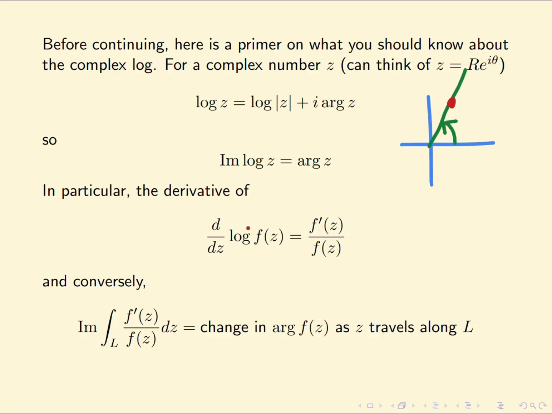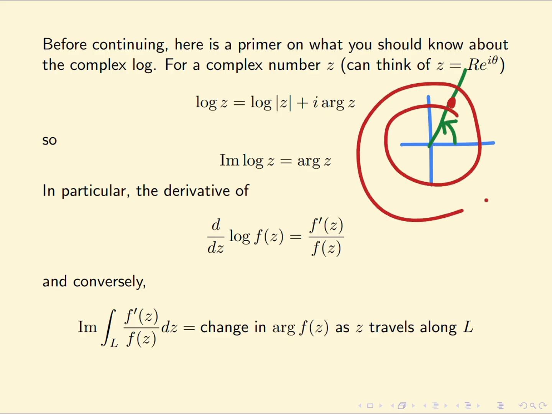But again, because of how complex log works, it's not so easy, because you might be winding around a circle a bunch. So you can't just evaluate once. You have to figure out how much it's winding around. So I'm going to say that this integral is the change in arg of f of z as z travels along L.